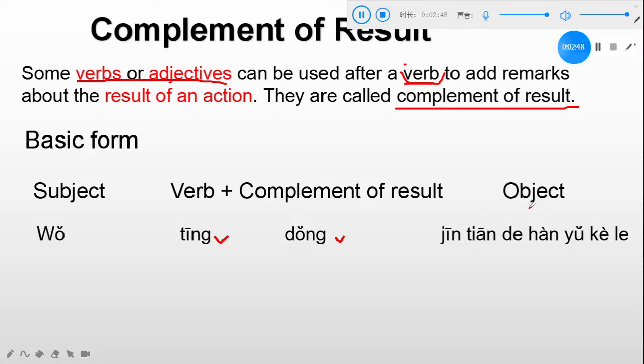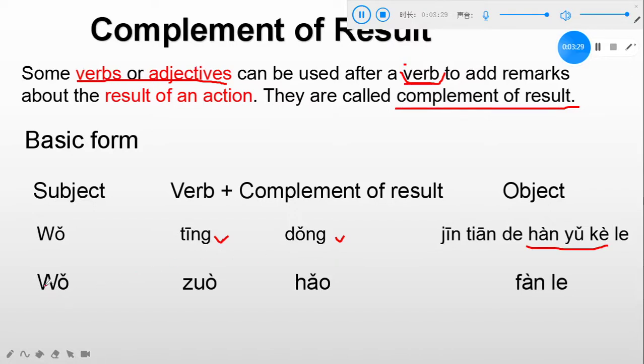Alright, the last part is the object. 今天的汉语课. 汉语课, I hope you still remember this phrase. 汉语课 means Chinese class. So 今天的汉语课, today's Chinese class. Alright, so for sentence 1, the English version, we can just say, I understand today's Chinese class. Okay, so 听 this word, we don't need to translate it. 听懂 together, we will just say understand. Alright, this is the basic form example 1. Now let's move to example 2.